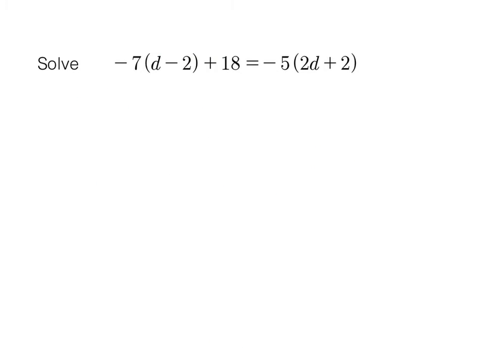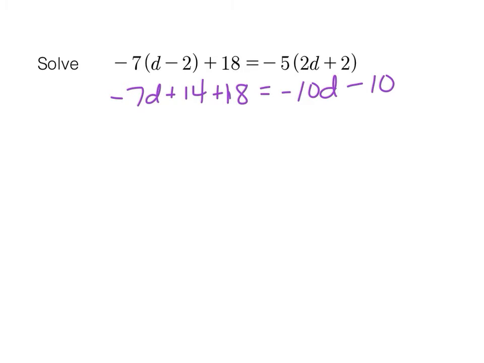Okay, here's another one. Negative 7 times the quantity d minus 2 is going to be, let's distribute, negative 7d plus 14. We have plus 18 after that. Negative 5 times 2d, negative 10d. Negative 5 times 2 is minus 10.